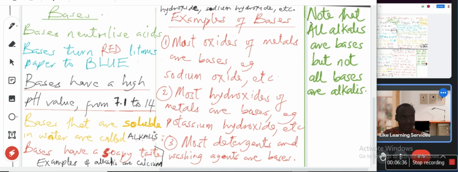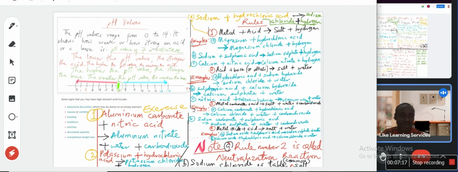Just like saying all Nigerians are Africans. But are all Africans Nigerians? No. But are all Nigerians Africans? Yes, if you are a Nigerian, you are an African. But you might be an African and not be a Nigerian. Nigerians are like alkalis that are part of Africa, but there are some Africans that are not Nigerians, just like there are bases that are not alkalis. Okay, let's go to the next page where we talked about something else.